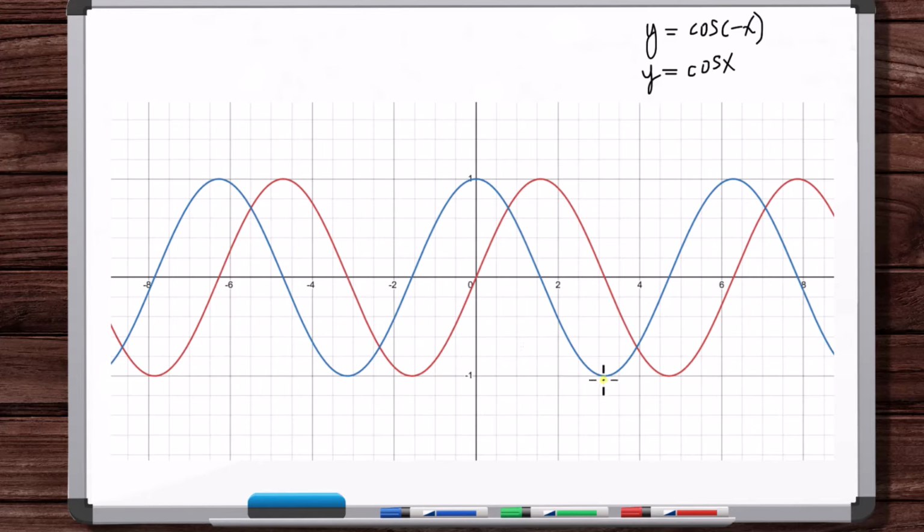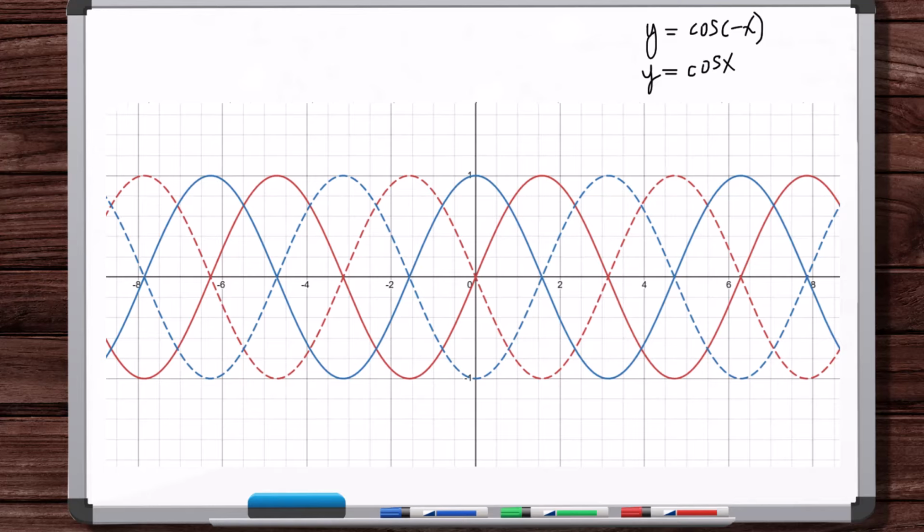But you see, we can flip cosine x about the x-axis. This point will come up here, for example. This point will come down here, for example. And same idea with sine x. We can flip sine x about the x-axis. So the dotted lines represent each curve flipped about the x-axis, and there you go. Flipping either sine or cosine about the x-axis is just like multiplying the entire function by -1, which makes sense.